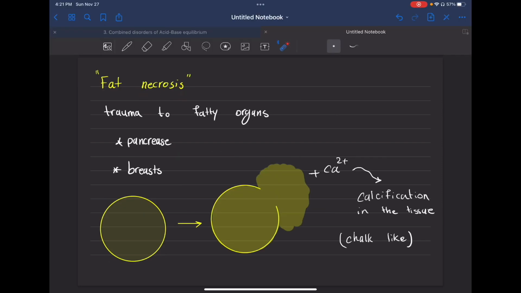Another type of necrosis is fat necrosis. It can happen due to some trauma to fatty organs like the pancreas or breasts. And as you can see here, this is a fat cell. And when there is a trauma to that organ, the cell membrane ruptures, and the fats or triglycerides come out of the cell and go into the intercellular space between the cells. In there, they bind to calcium ions and cause calcification in the tissue. And when you look at it, it's a chalk-like structure.